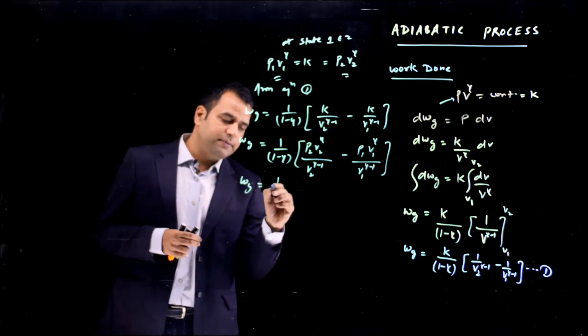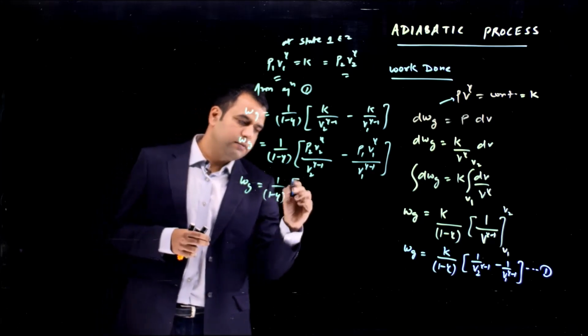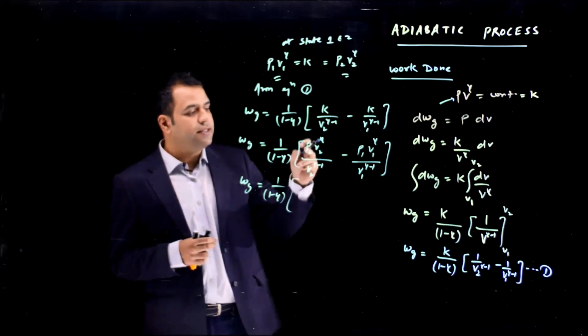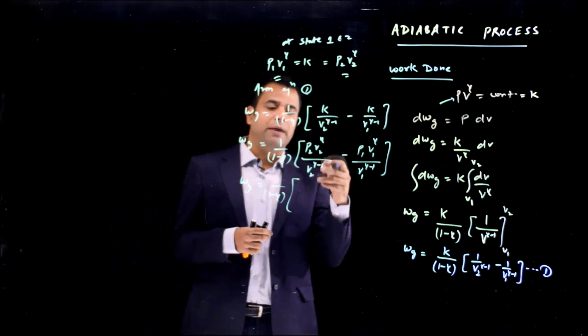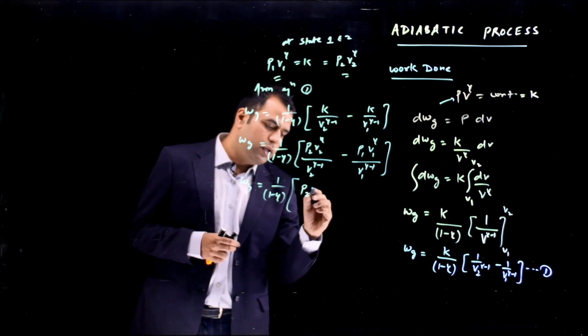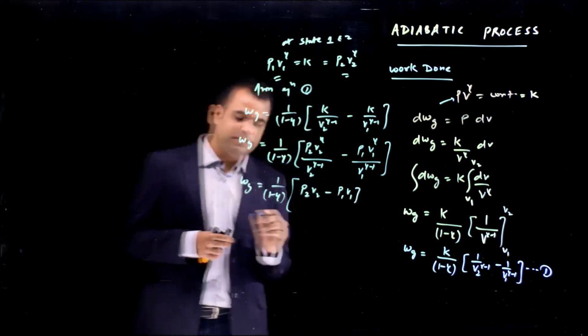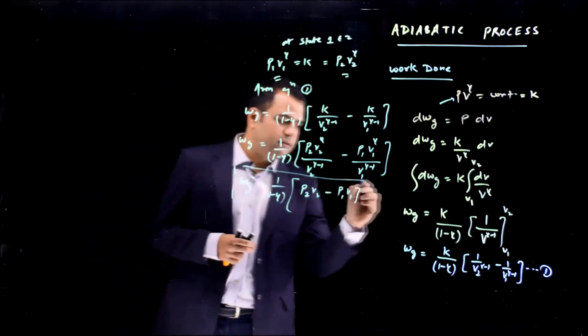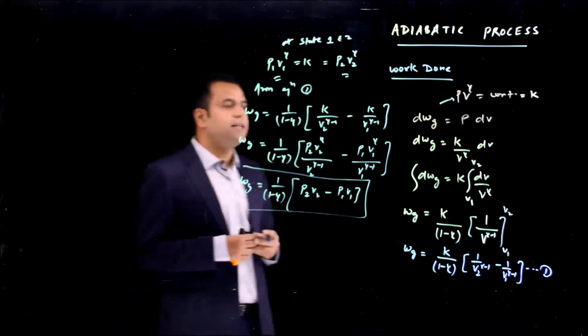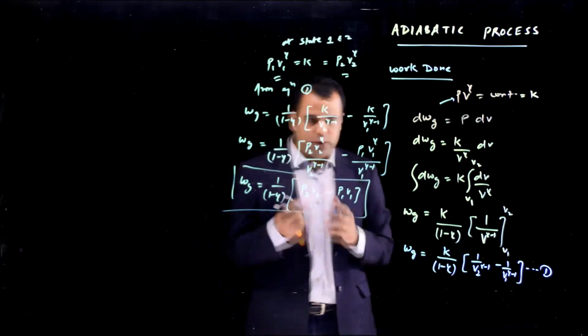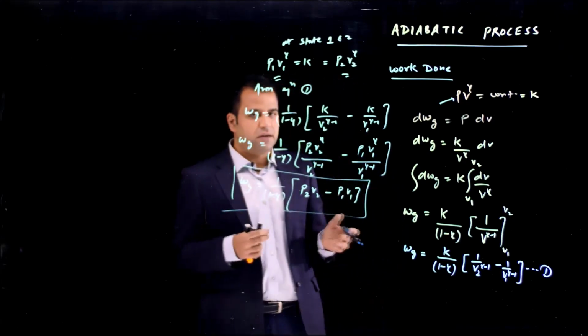On simplifying this V2 and V2, here it is V to the power gamma and here it is V to the power gamma minus 1. So this whole value will convert into P2 V2 minus P1 V1. That is your work done by the gas in case of adiabatic process. So this work done is in terms of pressure and volume.